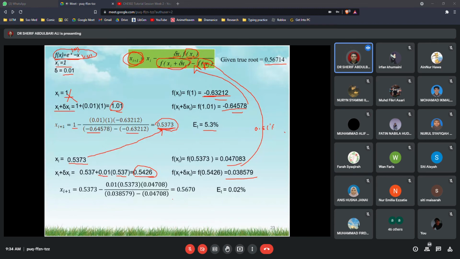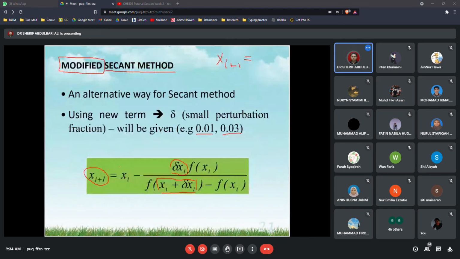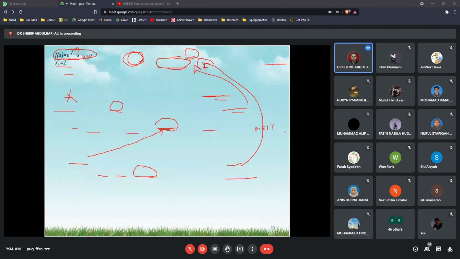Okay. So in the third iteration, you are going to find that the correct answer is coming in here. So this is how to use the modified secant method. Okay, that's the difference between them.